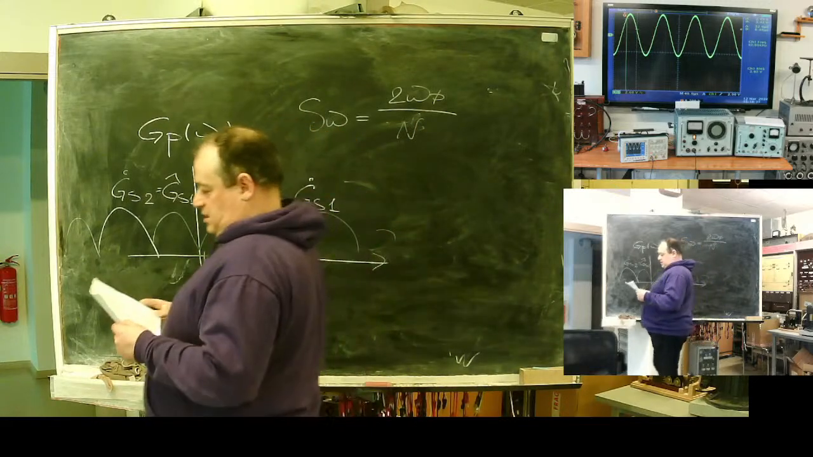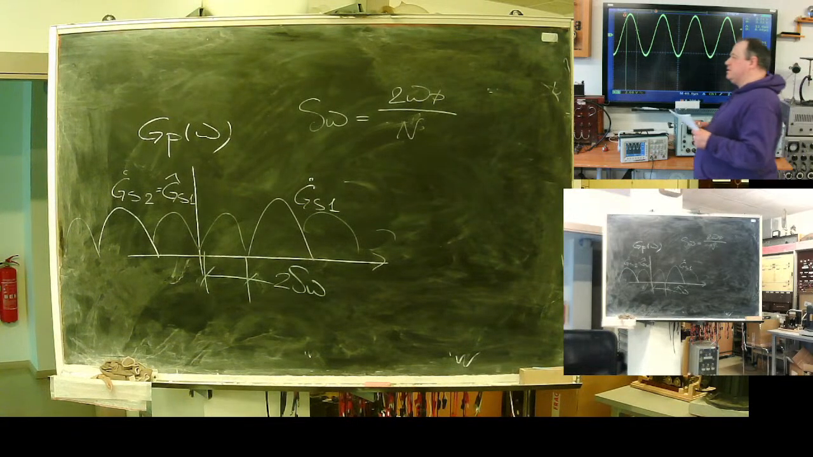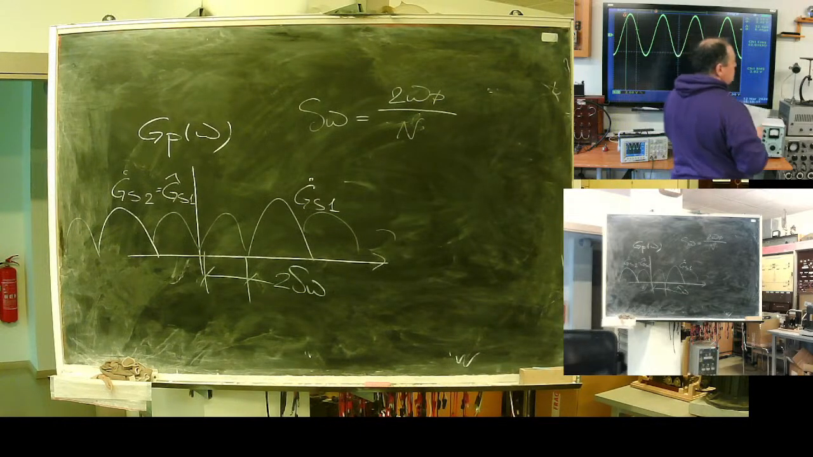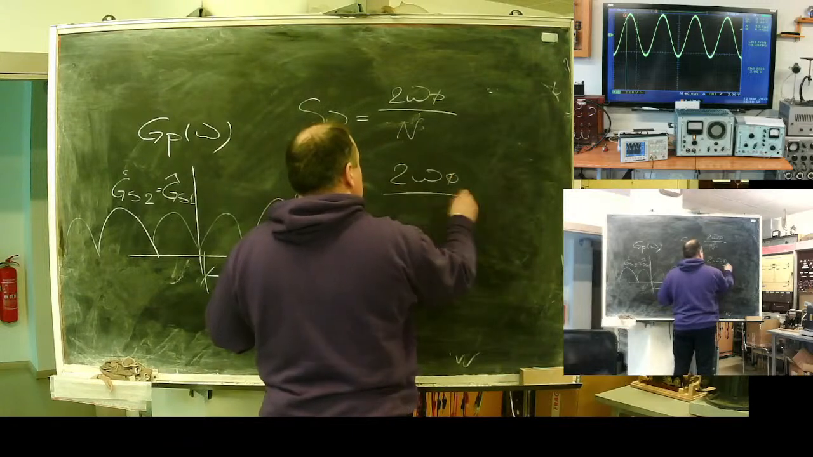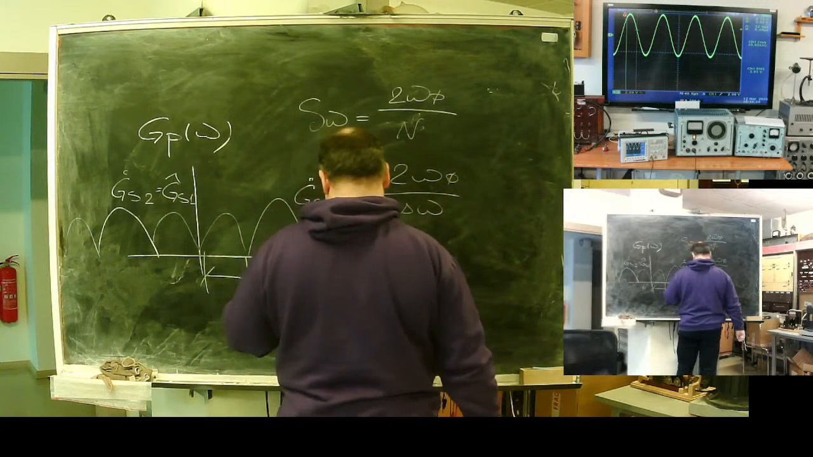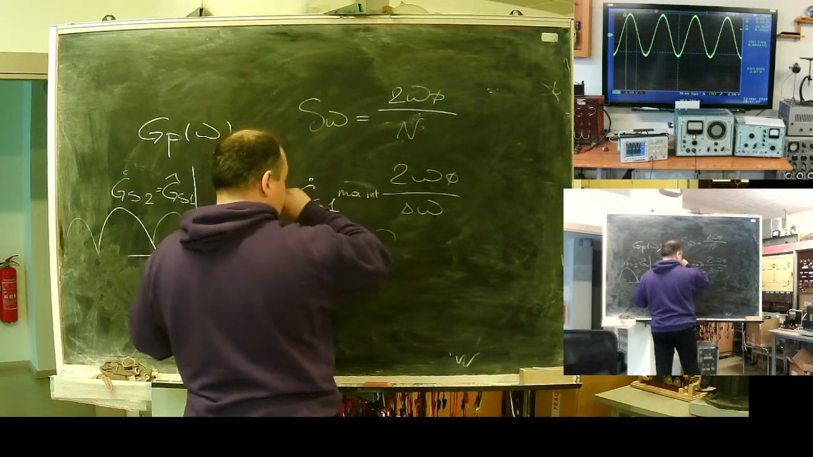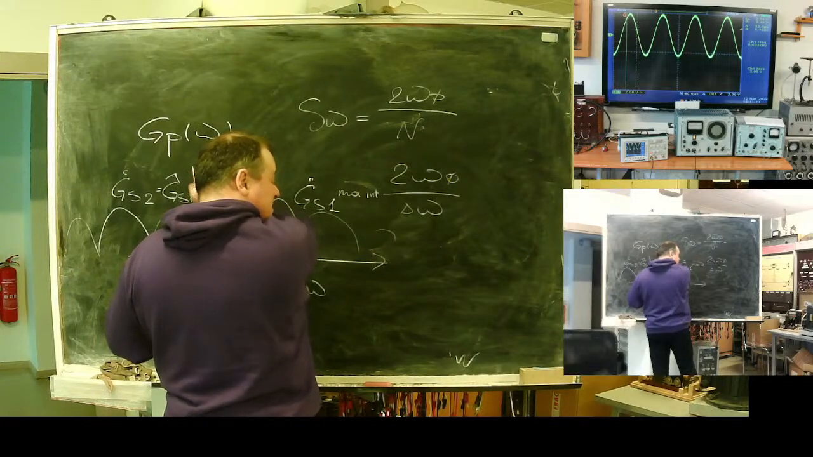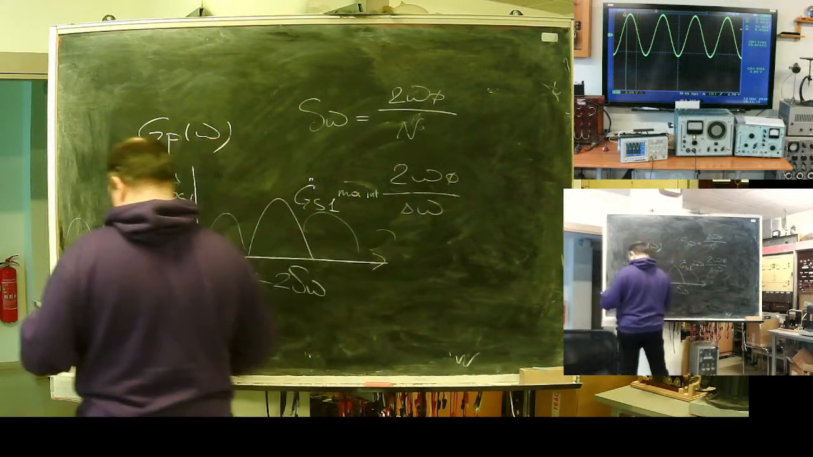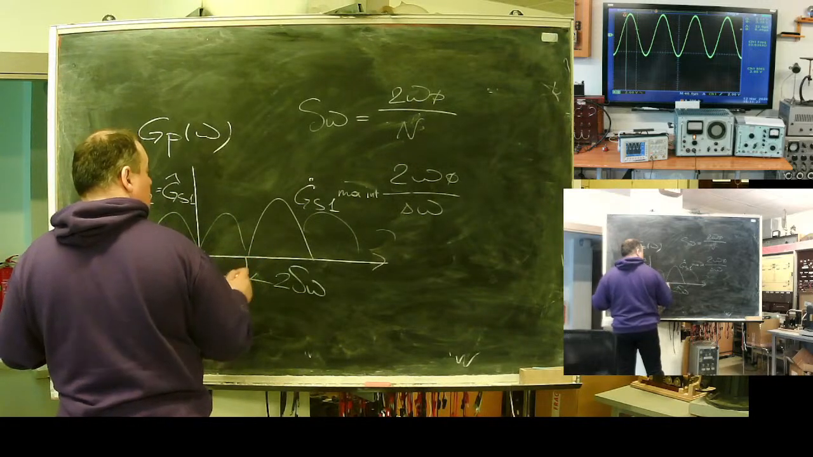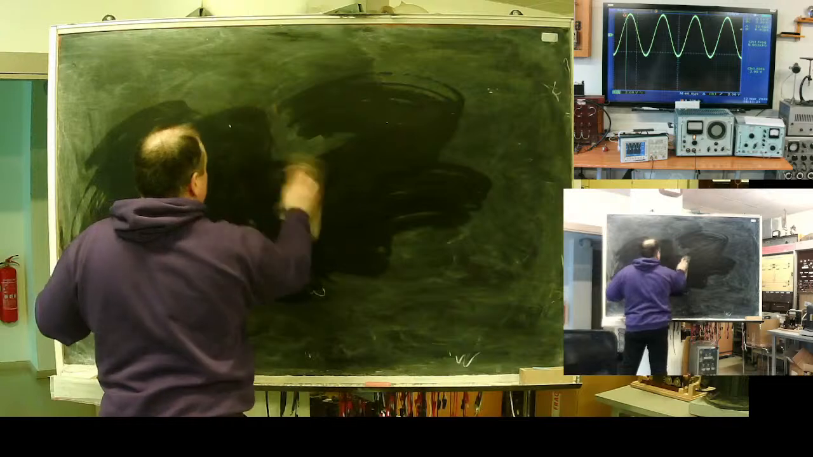n, where n is the smallest non-odd integer dividing double omega 0 by delta omega. So I need the max non-pair integer from this division. This allows me to decompose GP into a Fourier series.